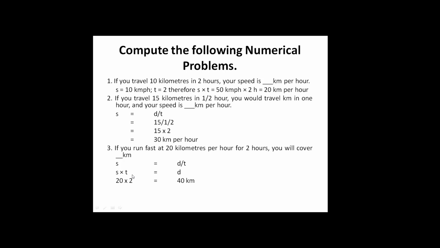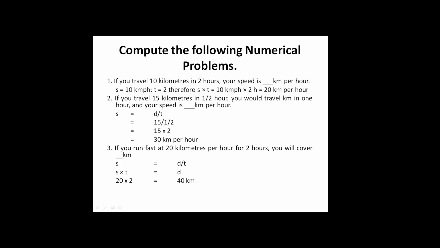Number 1. If you travel 10 kilometers in 2 hours, your speed is dash kilometers per hour. This problem is solved by S is equal to 10 kilometers per hour, T is equal to 2 hours. Therefore, S into T is equal to 10 kilometers per hour into 2 hours, which is equal to 20 kilometers per hour. Problem number 2.